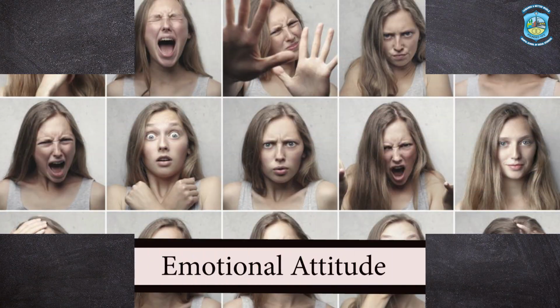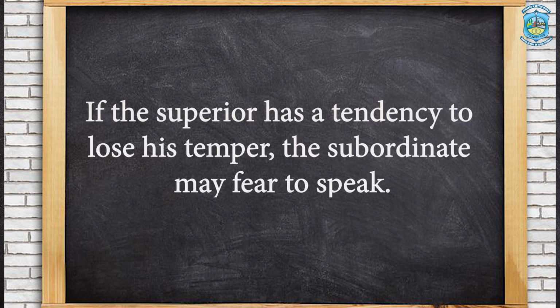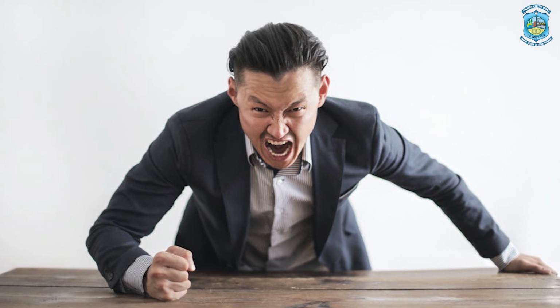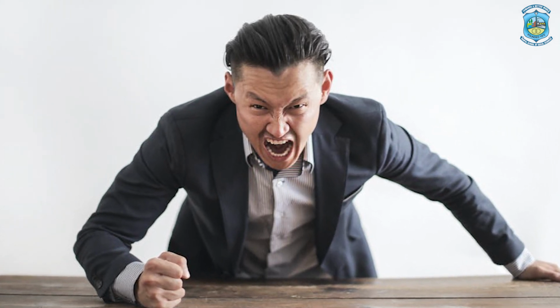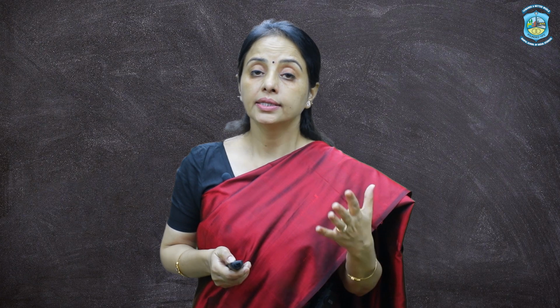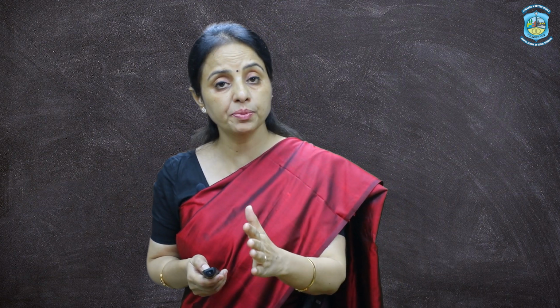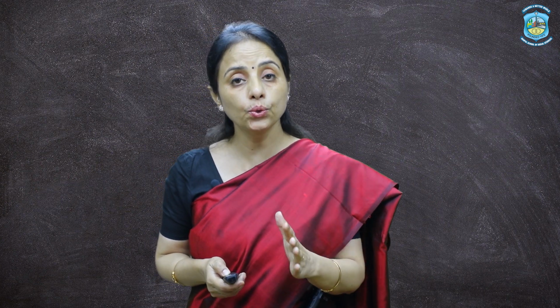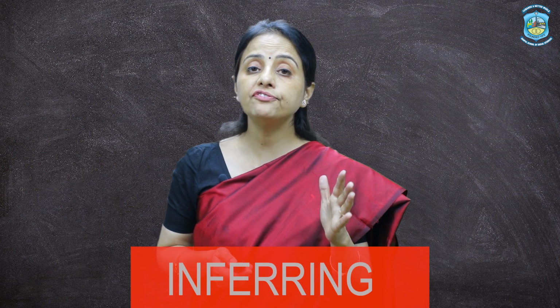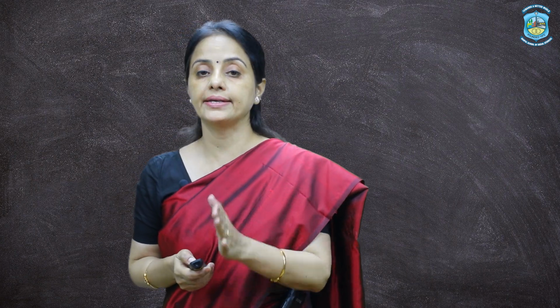The next one is emotional attitude. If the superior has a tendency to lose his temper every time you go to your head, or you go to the superior in an organization, he starts shouting at you, he starts insulting you in front of your colleagues, you will develop a fear to speak. So that is called emotional attitude. That also creates a barrier to communication, because every time you now go to speak to that particular person, you will think twice. Inferring, that's another psychological or perceptual or emotional barrier.